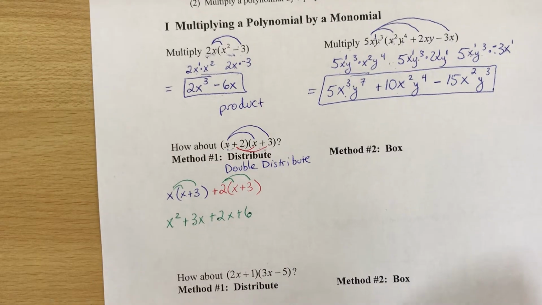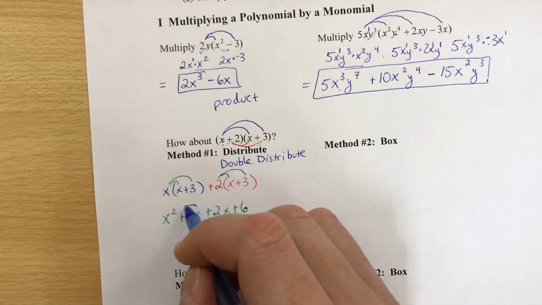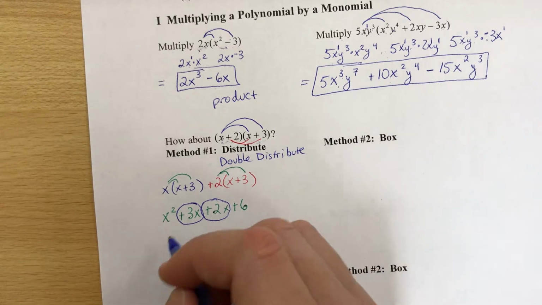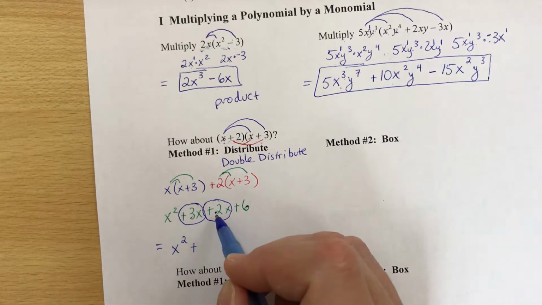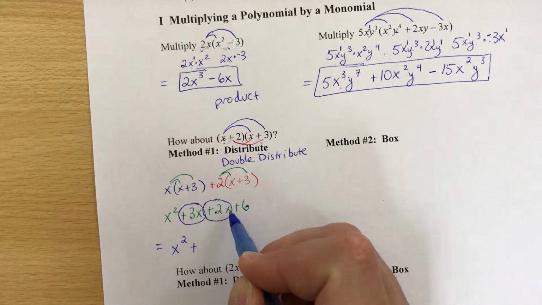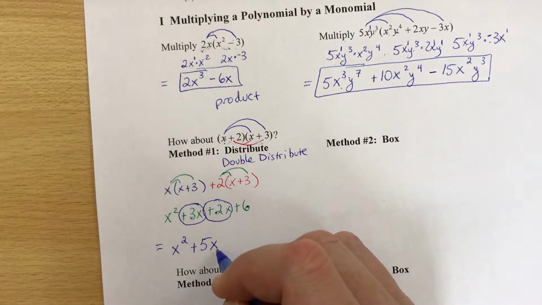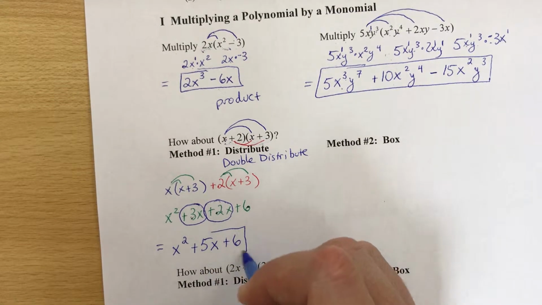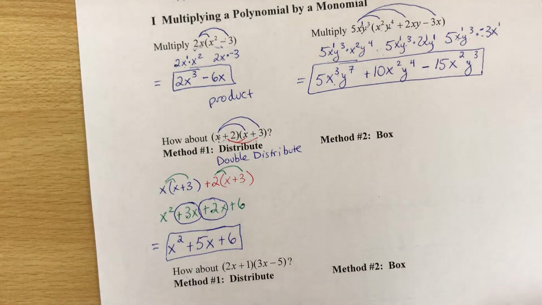Now at this point, we have to ask ourselves, are we allowed to combine anything? And yes, 3x and 2x are like terms, so we have to add those. And what we get is x raised to the second plus. Now when you add or subtract like terms, you add or subtract the coefficients, but you don't change the variables. 3 plus 2 is 5x. Don't forget that x. And then the plus 6 stays like it is. That is as far as we go. So that's called double distributing.